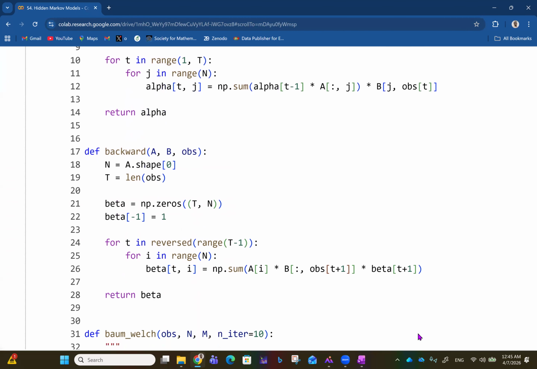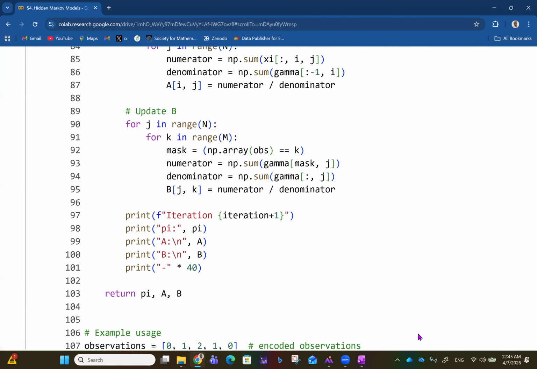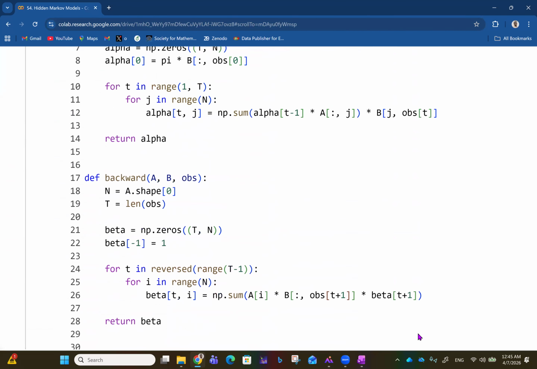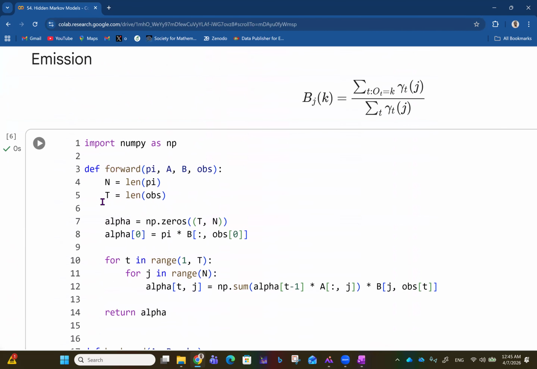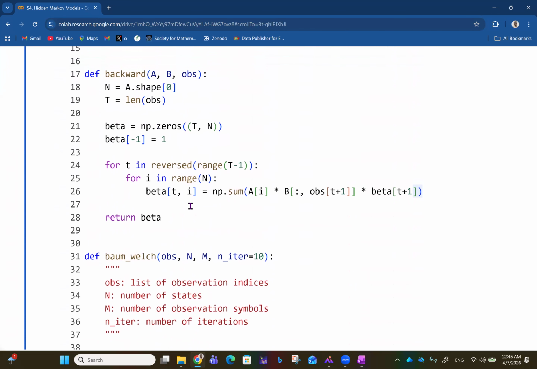And then we can demonstrate that using this link. This is a very long code here, to show all those things step by step. So here you define the function forward with pi, a, b, and the observation. So n is length of pi and T is length of obs. Alpha is np dot zeros T comma n. And then you have alpha of 0, pi, b, obs. Then for t in range, you have all of this. Then you return alpha. You can define backward with a, b, obs, all that.